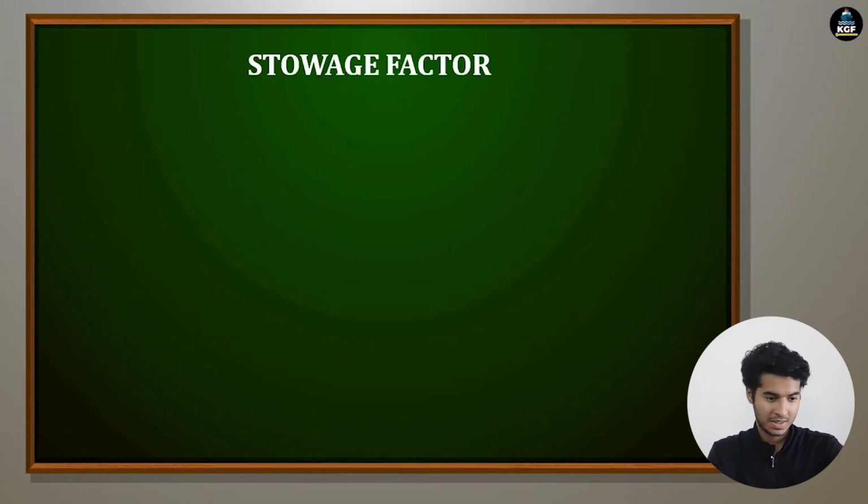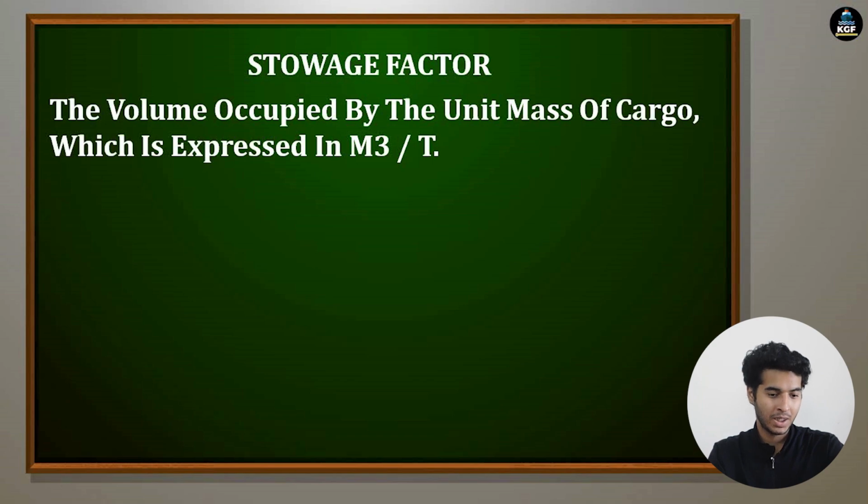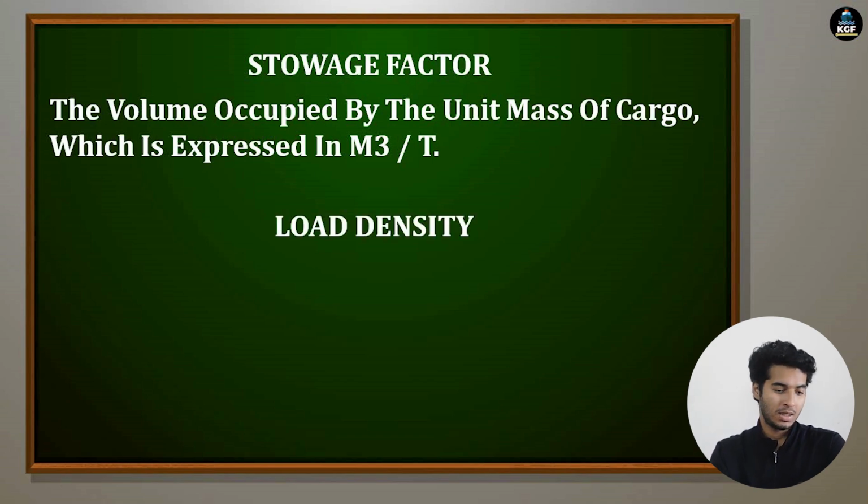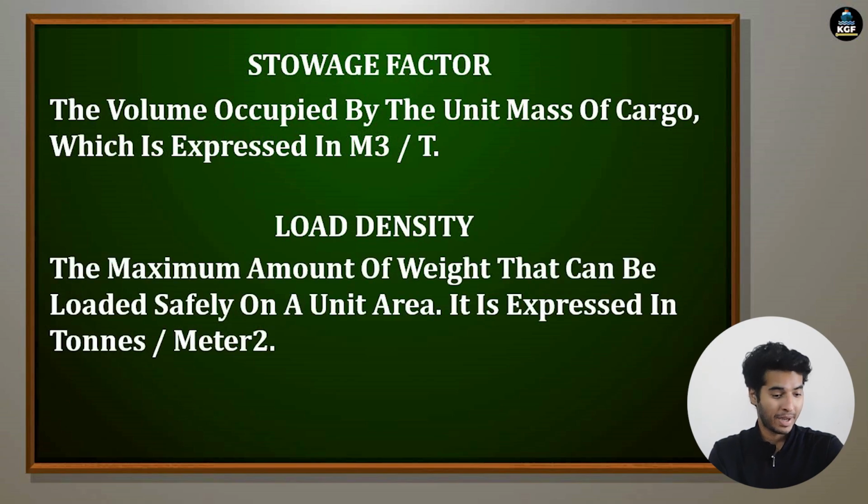So stowage factor stands for the volume occupied by the unit mass of cargo, which is expressed in meter cubed per tons. Next is load density, which is the maximum amount of weight that can be loaded safely on a unit area. It is expressed in tons per meter square. So these are the two very basic definitions of a stowage factor and load density.